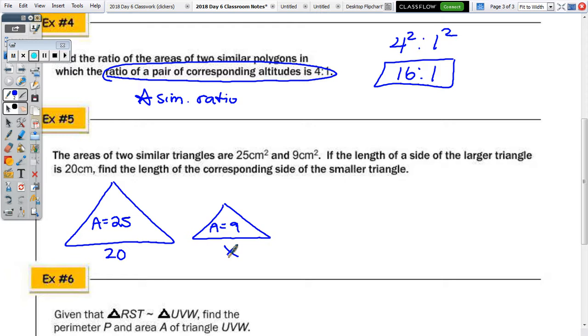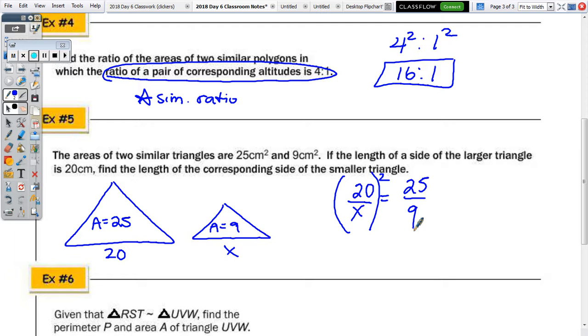With areas, the ratio of the corresponding sides, the similarity ratio, is not the same as the ratio of the perimeters. And conceptually, it might help to write this out first. We have 20 to x, our similarity ratio. The theorem says we need to square this in order to get the ratio of the areas, which is 25 to 9.